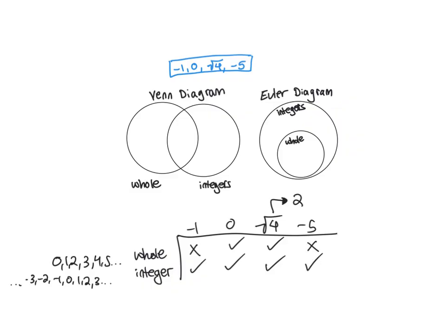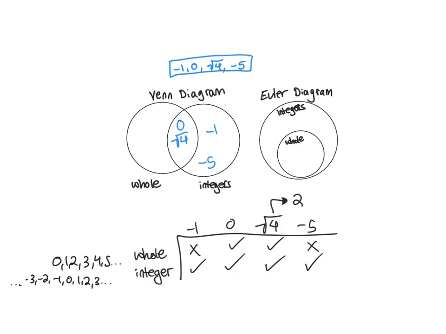All right, so now we're ready to place these on our diagrams. We know which sets they belong to. So we said that -1 is not a whole number, but it is an integer. So -1 is going to go over here. We said that 0 is both. We said that the square root of 4 is both, so it's going to go in here. And we said that -5 is an integer, but not a whole number.